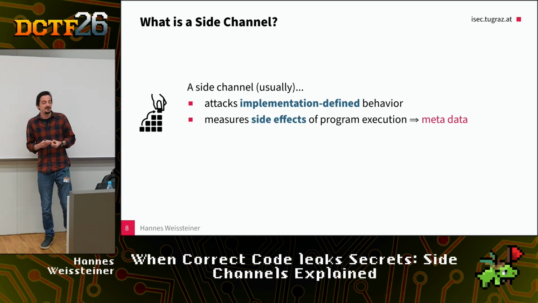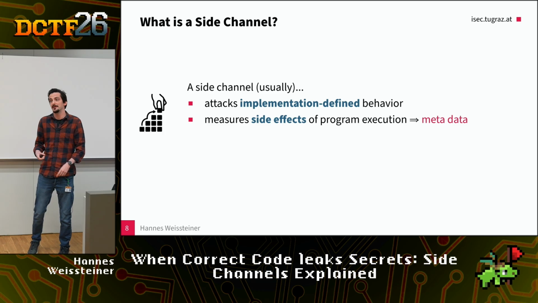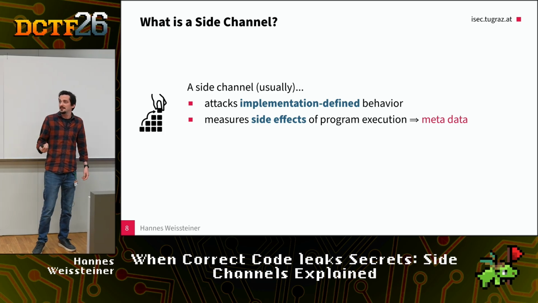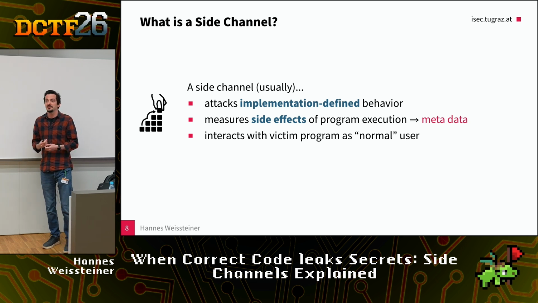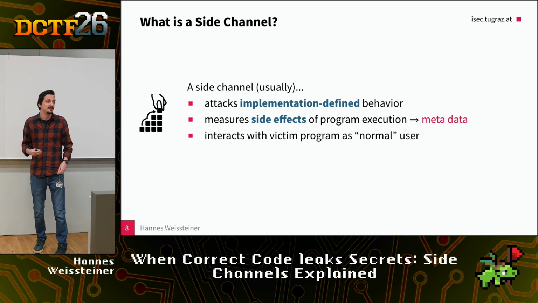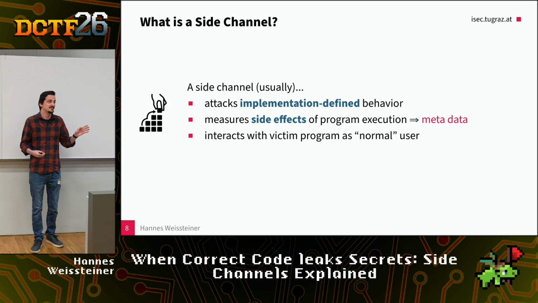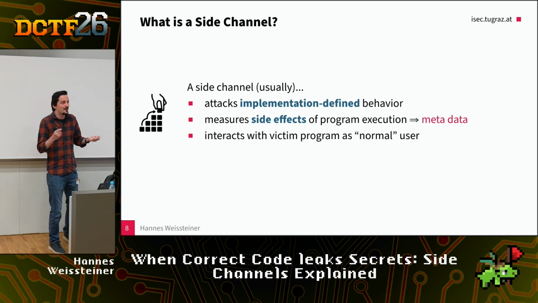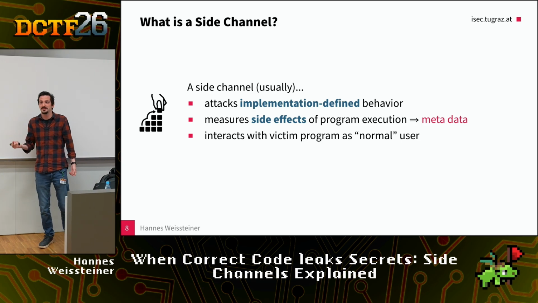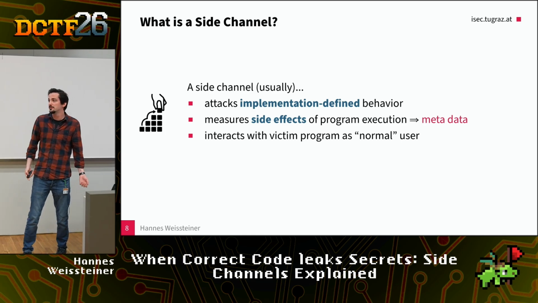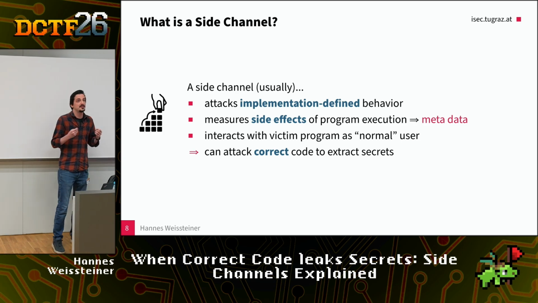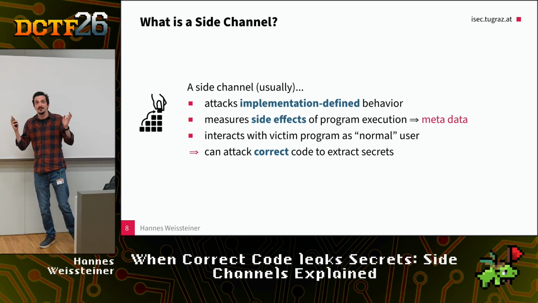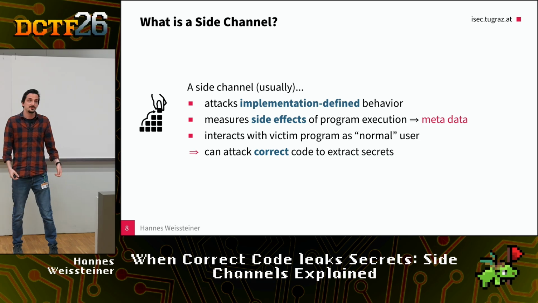It measures some side effect of the program execution, like the runtime. So we gain metadata about the execution of a program. We interact with the victim program as a normal user. So we are not printing, I don't know how many thousands of spaces to get some override in some variable. We are just inputting pins. This is what the program was designed to do. And this means we can now attack correct code that is functionally correct to still break it.